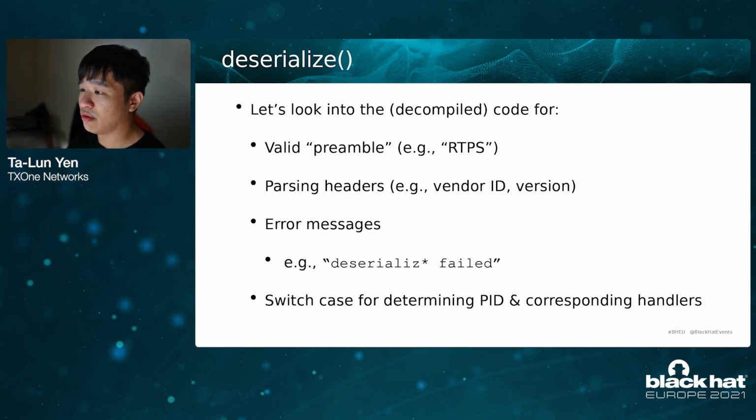You can look for error messages in strings, such as "deserialize fail", because some implementations will show that on the screen while you're sending it an embedded packet. And you can also try to look for a very big switch case, because some implementations use that to determine which handlers to go for corresponding PIDs.